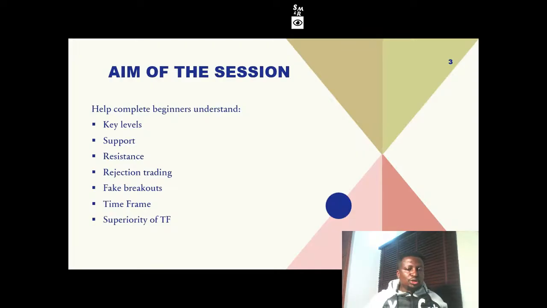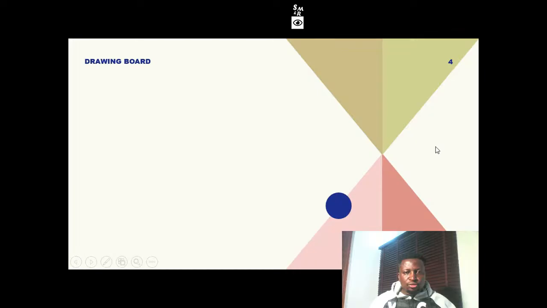Okay, so we'll be using the drawing board. The drawing board is where I'll be using our marker to draw. While we draw, I will explain with the drawing, just like I'm teaching with a board. So let's get to our drawing board. Let's first of all look at support. So what is support?